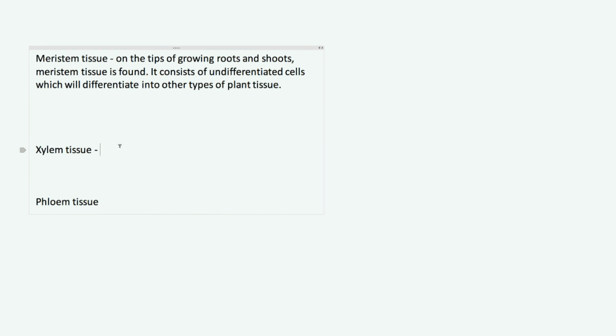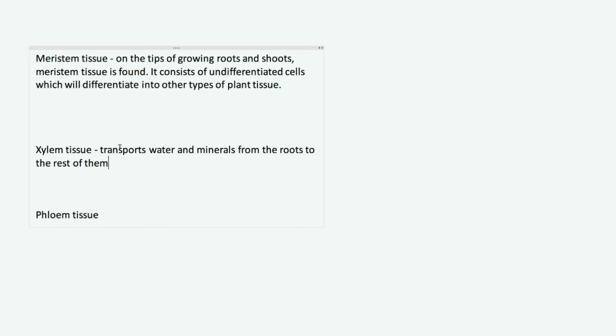Now in the next couple of videos we're going to talk about xylem and phloem, but I'll quickly describe what they do. So xylem tissue transports water and minerals from the roots to the rest of the plant. Okay, extremely important. This is the main source of water for plants. Okay, they get it from the roots, and the roots transport that water to the rest of the plant. Also dissolved in that water is going to be minerals, so ions such as nitrates and other ions. They're going to be transported to the rest of the plant where they are needed as well.